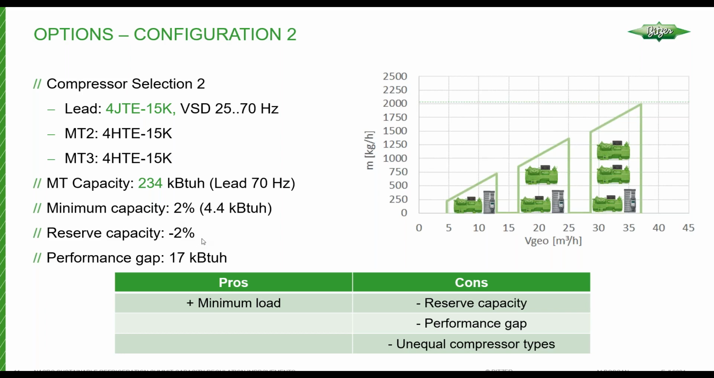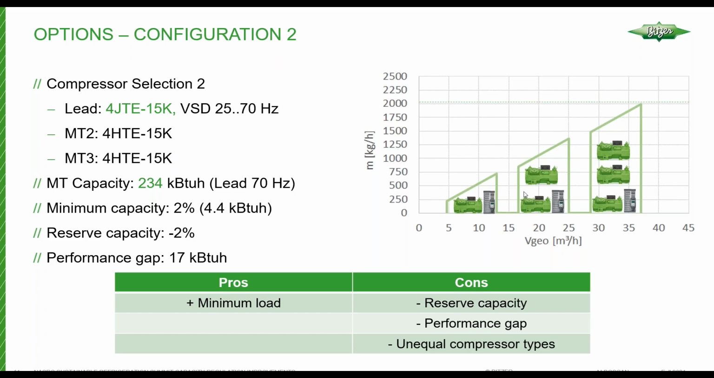So you're not buying an inverter or compressor that's not going to be used to its fullest capacity. It does reduce the minimum capacity down to 2%, but by doing those two things, you're introducing large capacity gaps between the stages of the compressor. So compressor number one with a VFD staging up to 70 hertz before it switches, slows down and adds compressor number two to the mix.